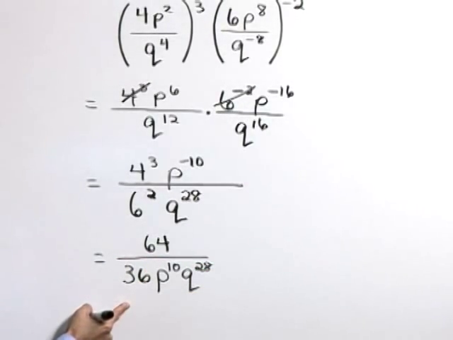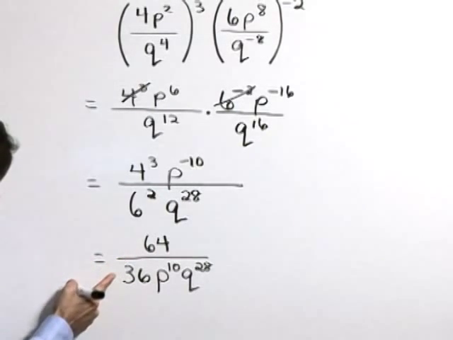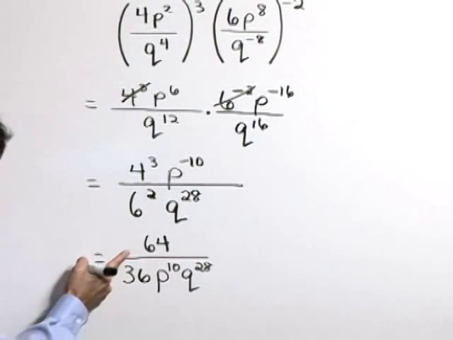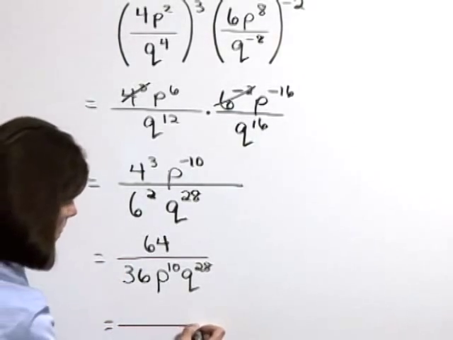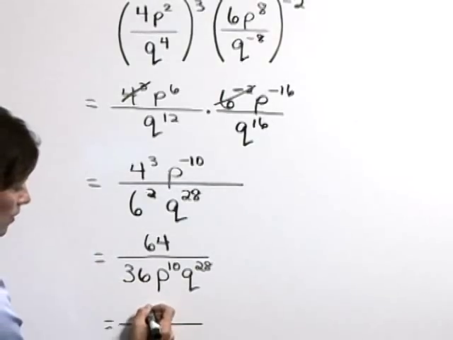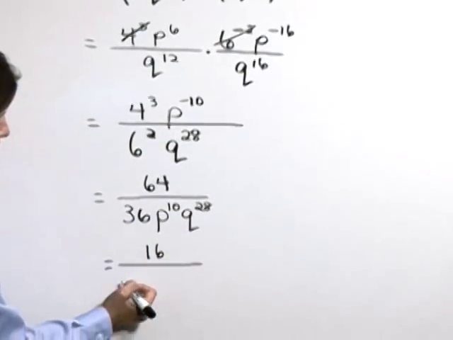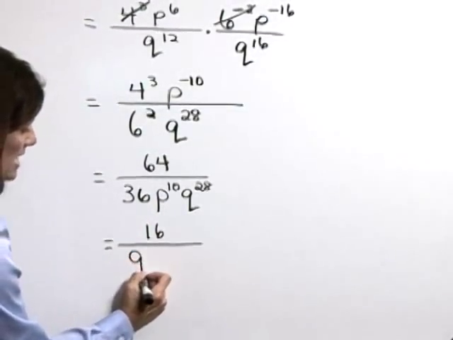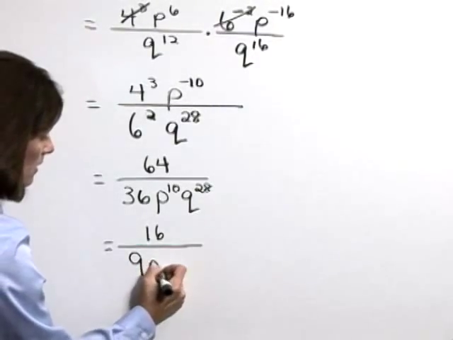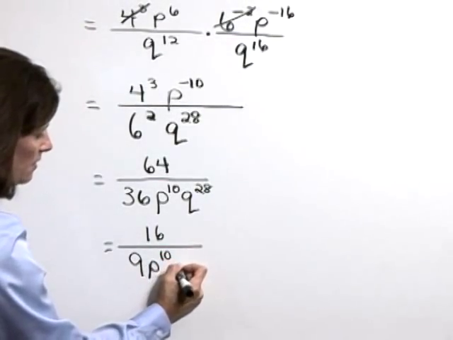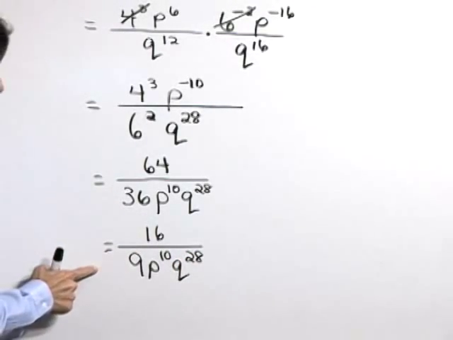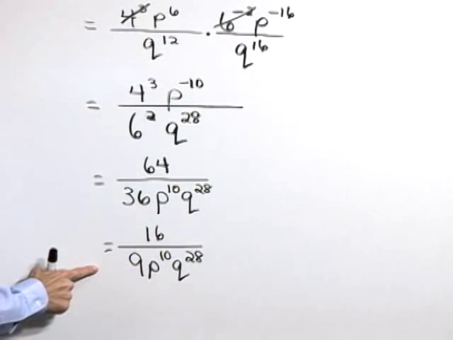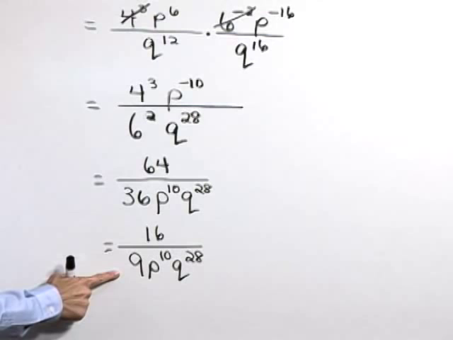We've got one last thing to do. Let's cancel our common factor of 4 out of the 64 and 36. 4 goes into 64 16 times, into 36 9 times. Let's just rewrite p to the 10th and q to the 28th. So in simplified form, we have 16 over 9 times p to the 10th times q to the 28th.